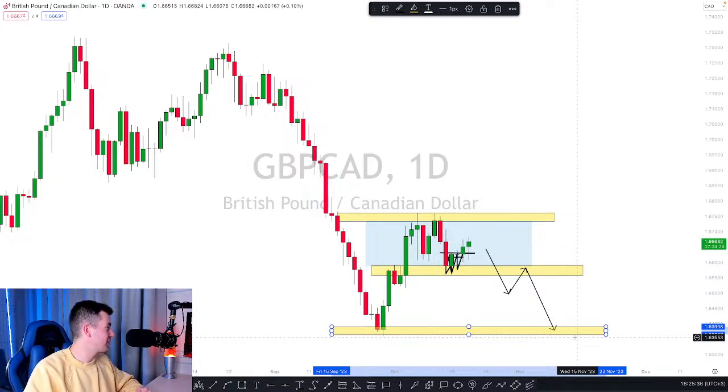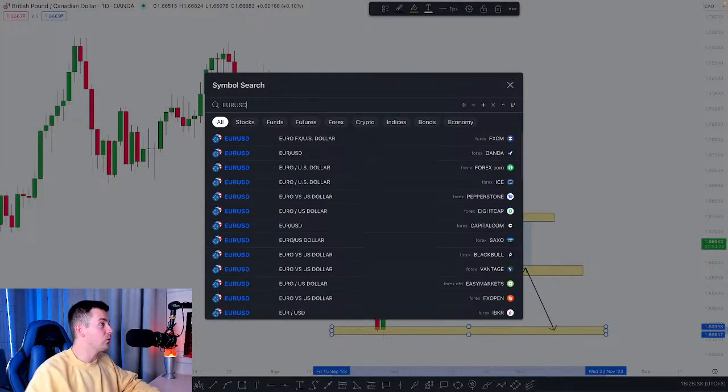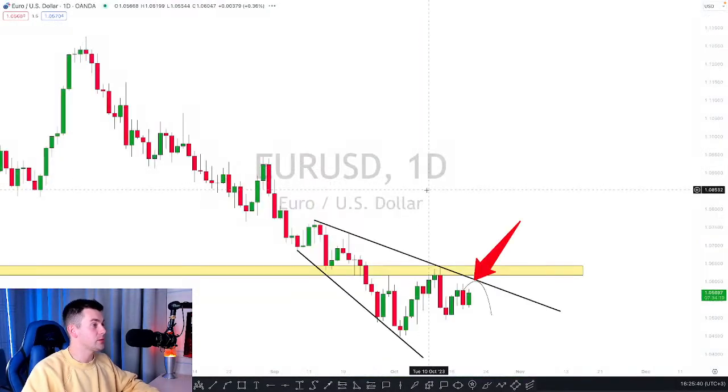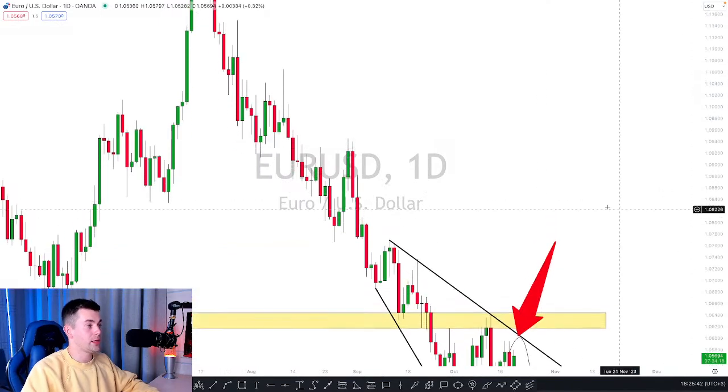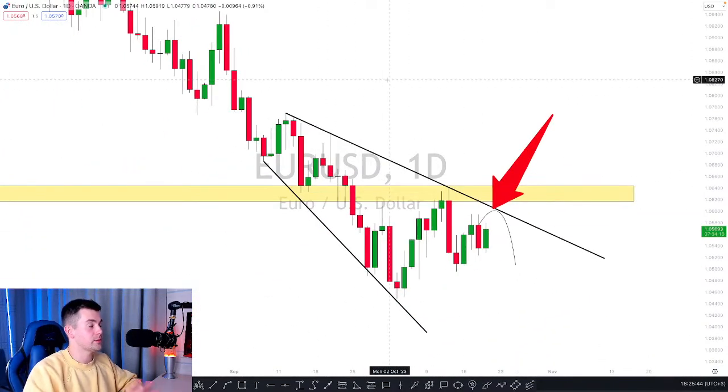Then Jamal says euro dollar. My friend, I also already analyzed euro dollar. So for now, the main focus is that expanding wedge pattern. Yes, pay close attention to that. And for now, as I told you, it's very reasonable to anticipate a bearish reaction from that following trend line.